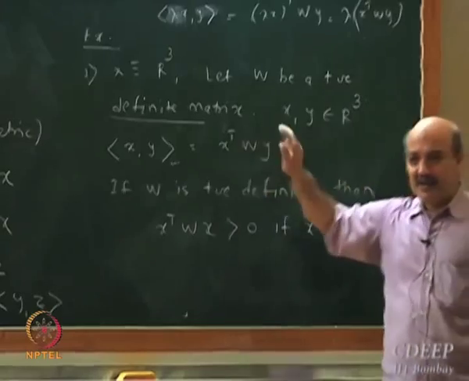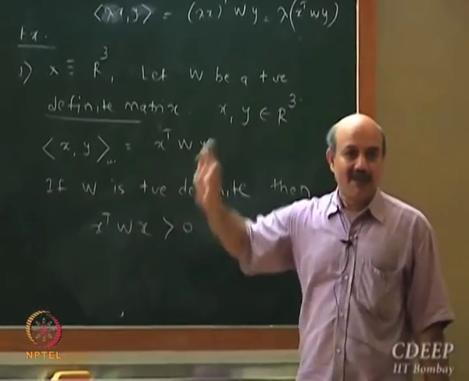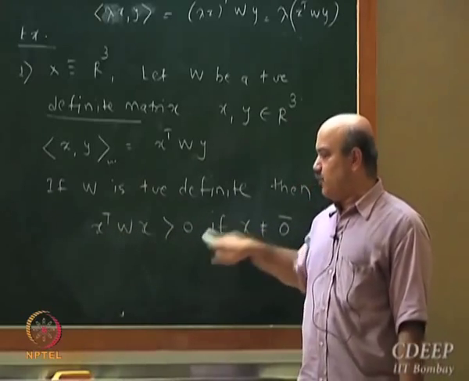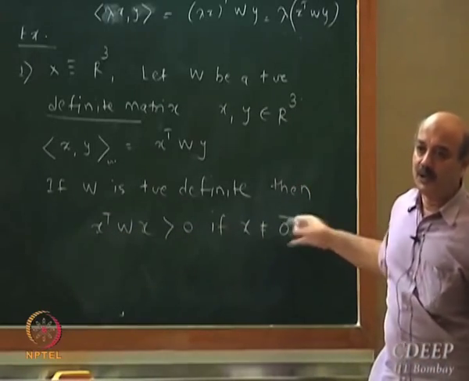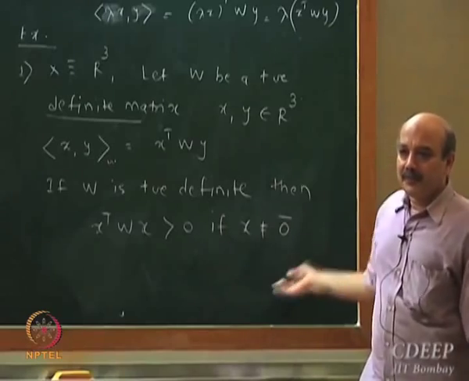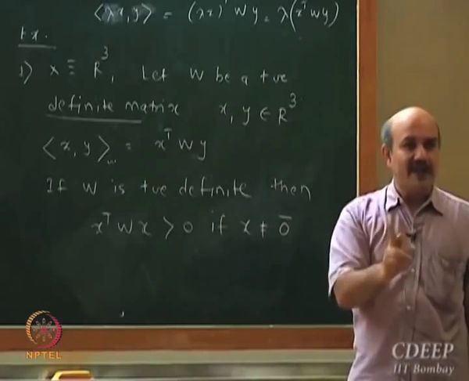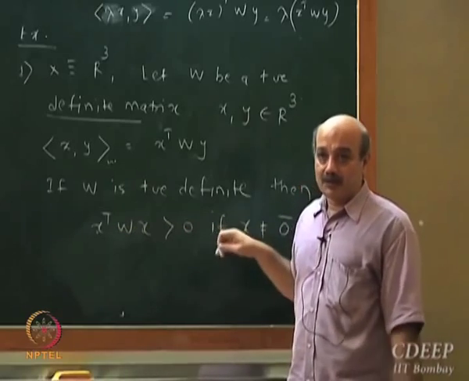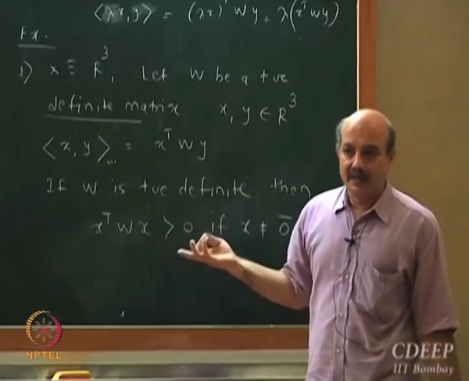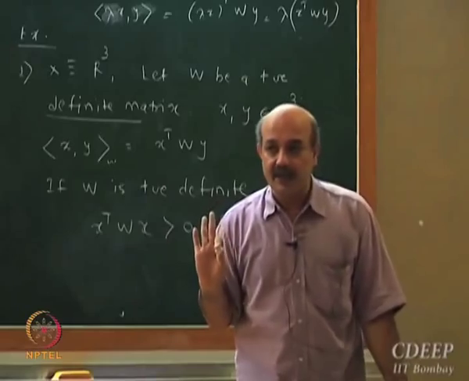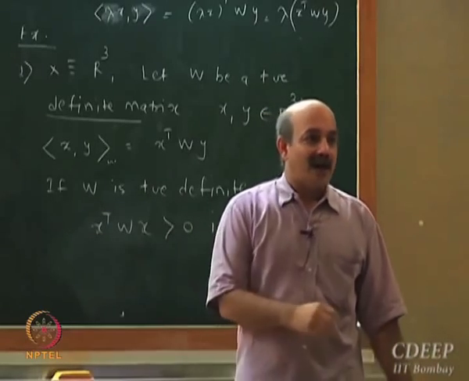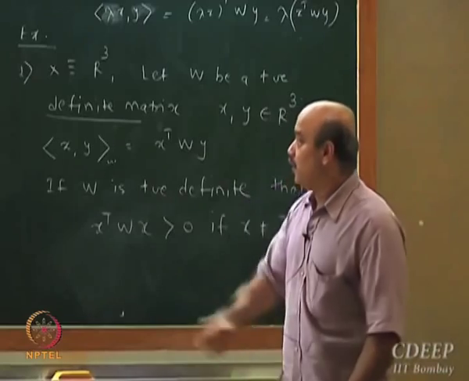A matrix is positive definite. The fundamental definition of positive definiteness is that X transpose WX is always greater than 0 if X is not equal to 0. If X is equal to 0, it will be equal to 0. So the only vector that will give you X transpose WX equal to 0 is the 0 vector. That's what we wanted, right? All four axioms are satisfied.